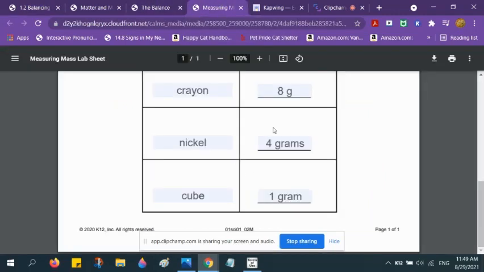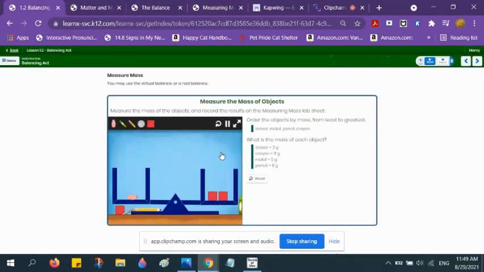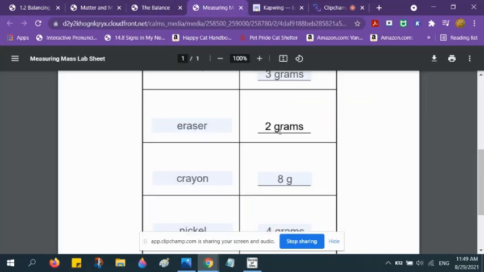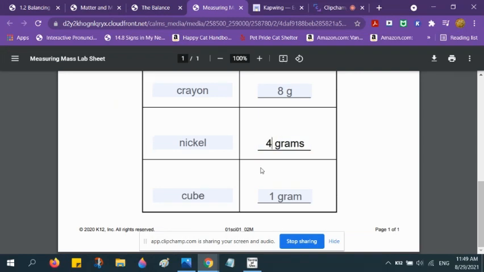Okay, that's okay. We can go back and correct our measurements. 2 grams. And I think that's why this virtual lab is great. We can check our answers, right? Crayon was 8 grams. I think we got that one correct. Okay, nickel was 5 grams. Okay, I think I'd been measuring wrong. Okay, 5 grams.